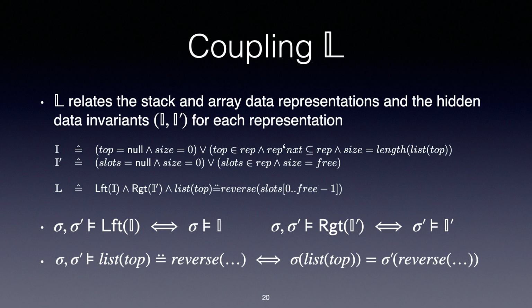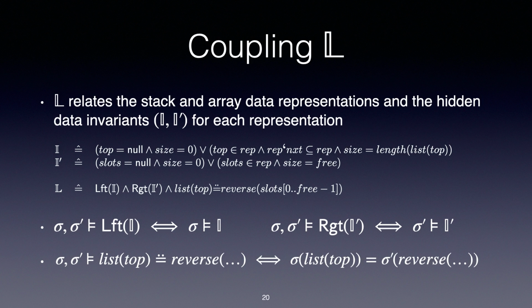Okay, I've been talking a lot about the coupling between these internal data representations. So this coupling L relates the stack and array data representations and the hidden data invariants I and I dash for each representation. Remember that for every representation, if you want to reason about correctness of each representation by itself, you will have to have some internal data invariants. So those are I and I dash, and I will come to that very shortly. But what L is saying is instructive.